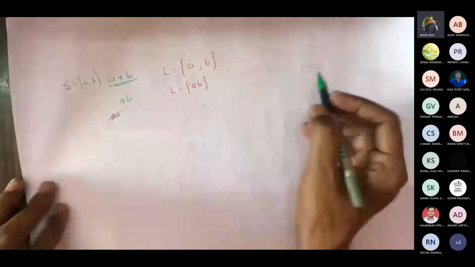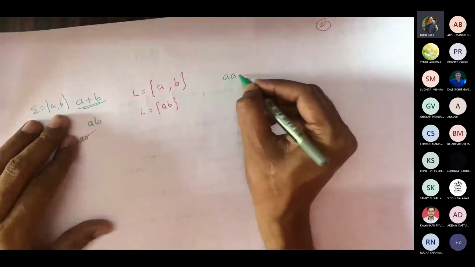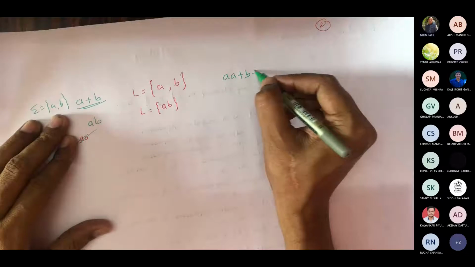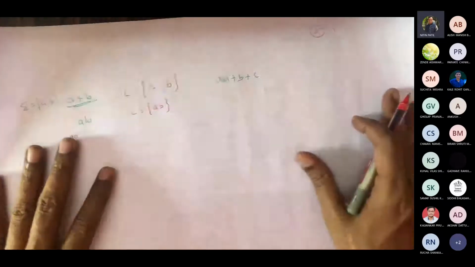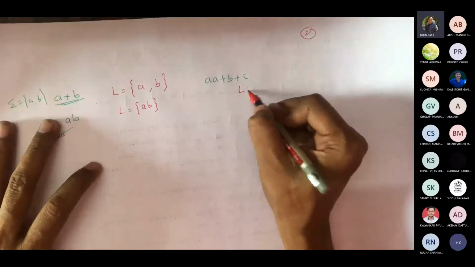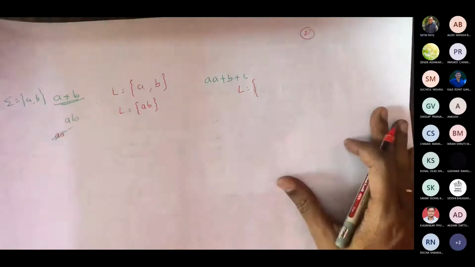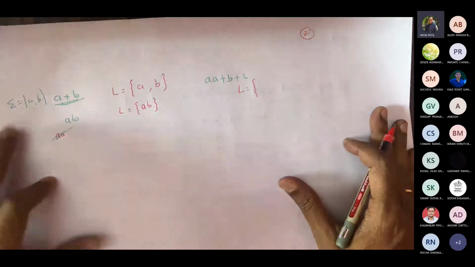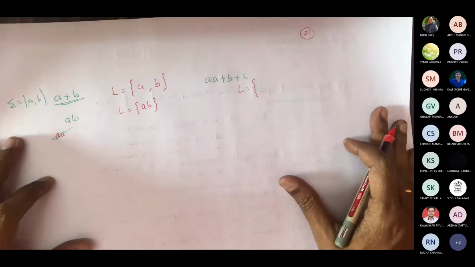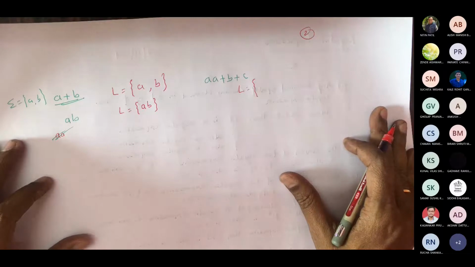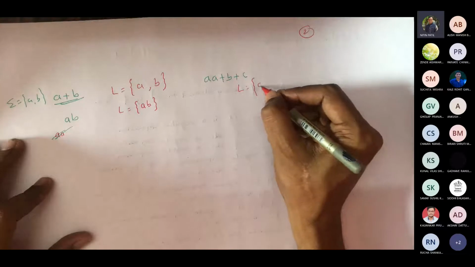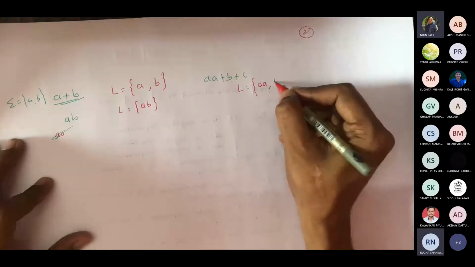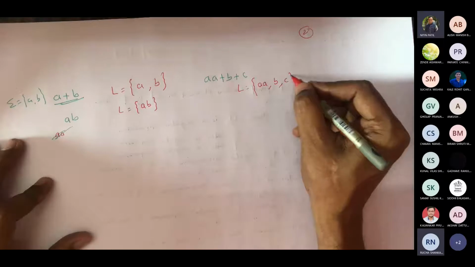Again, I am assuming sigma to be a comma b. So I have A plus B plus C. What would be L in this case? Can you think of what would be L for this case? Yes, please. What would be L? A comma C. Comma C, correct?